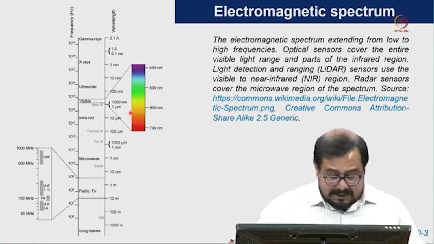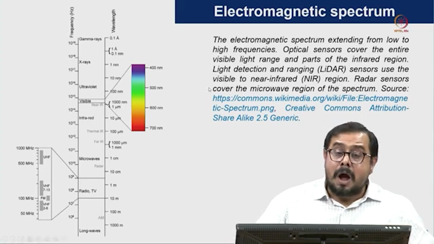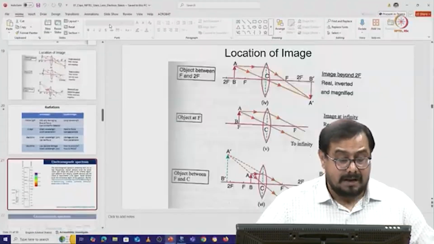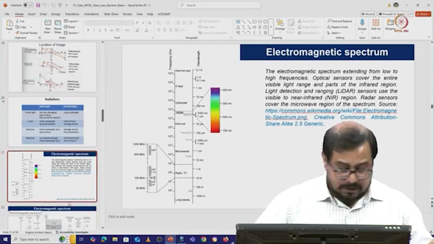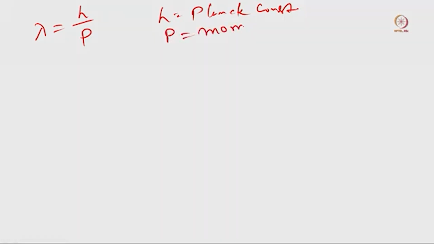Okay, we want to discuss a little bit more about how we calculate the wavelength of an electron beam. Let us do that. From de Broglie's equation, we all know that wavelength lambda equals h by p, where h is the Planck constant and p is momentum. So lambda is the wavelength.